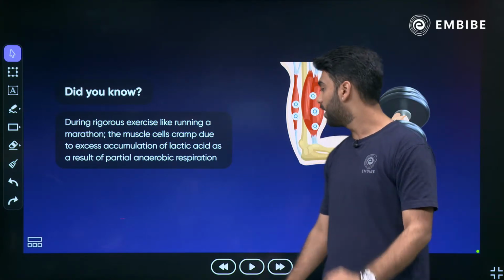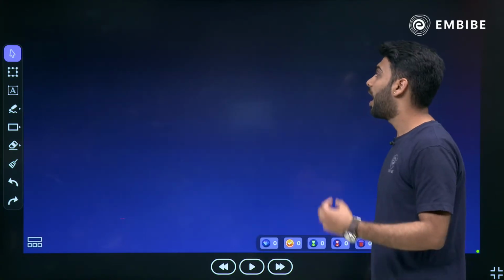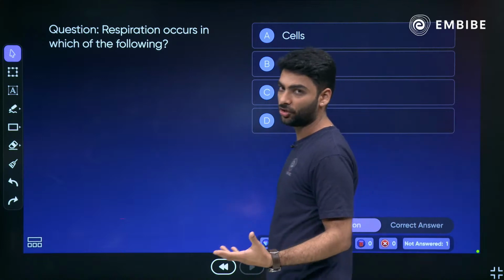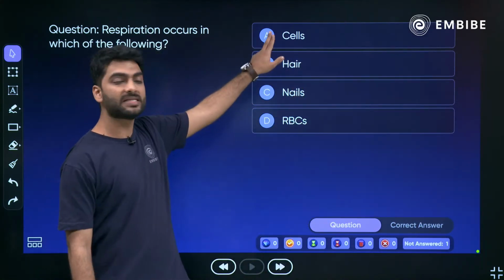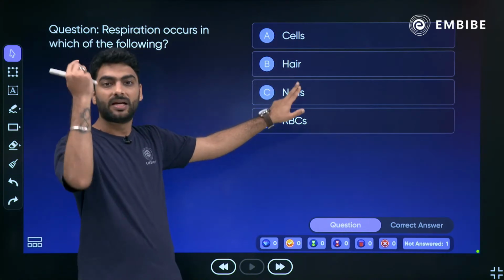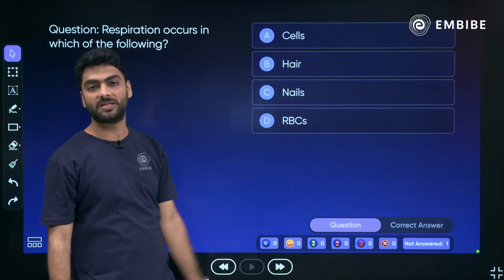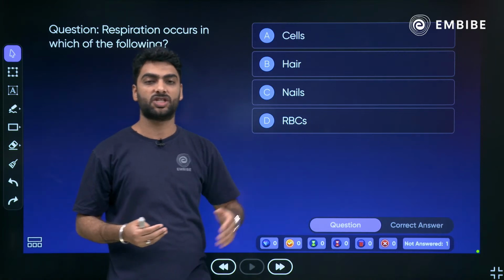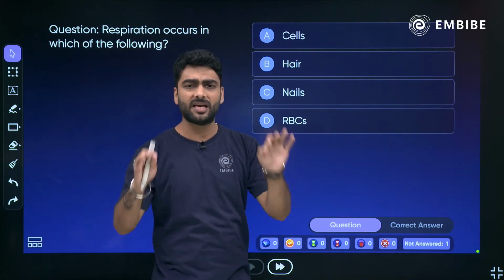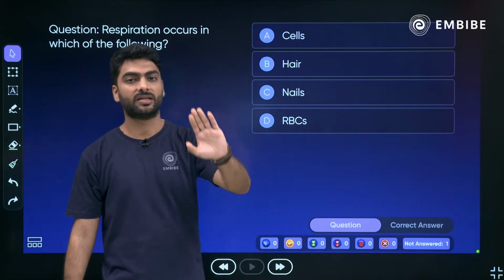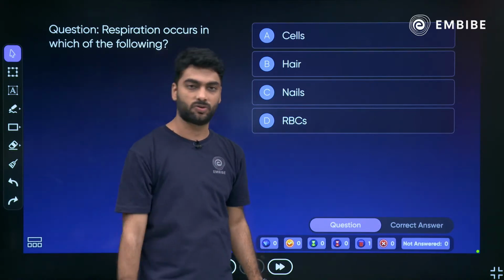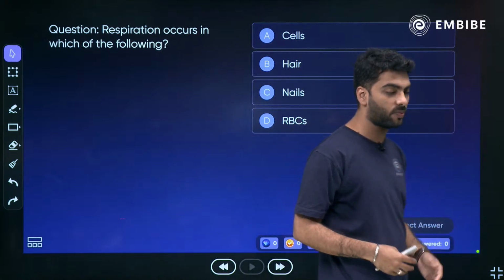ठीक है, अब आगे बढ़ते हैं. I have a very interesting question for you: रेस्पिरेशन कहां पर होता है, सेल्स में, बालों में, नाखूनों में या आरबीसीज में? Where does respiration take place? Super easy, super amazing. All you have to do is just select the answer. 30 seconds. Your time starts now. चलिए, tell me the answer quick.